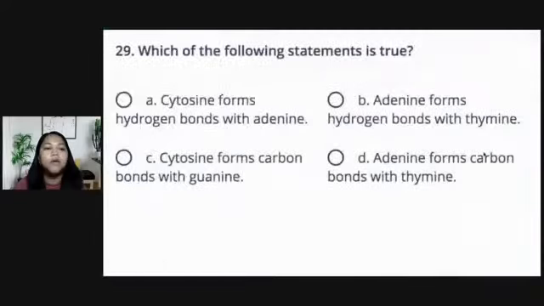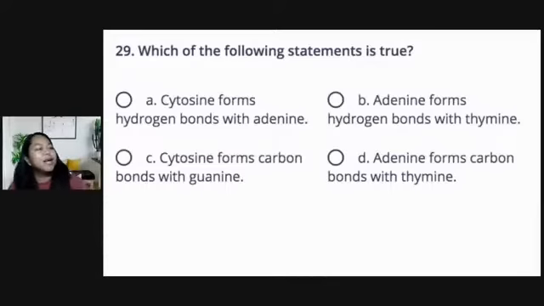We move on. 29. Which of the following statements is true? Letter A, cytosine forms hydrogen bonds with adenine. Letter B, adenine forms hydrogen bonds with thymine. Letter C, cytosine forms carbon bonds with guanine. Or letter D, adenine forms carbon bonds with thymine. Okay, which one is the correct choice for 29?